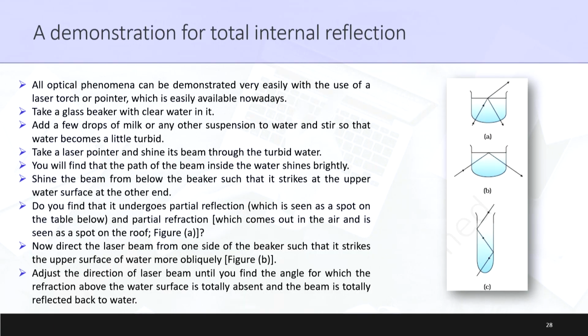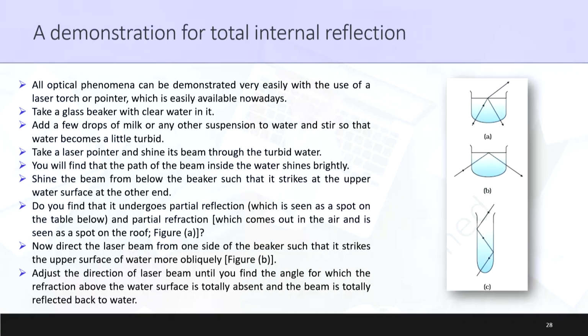All optical phenomena can be demonstrated very easily with the use of a laser torch or pointer, which is easily available nowadays. So, why do we use a laser torch or pointer? First of all, the ray of light is always in a straight line, it is very cheap, and next, the demonstrations can be done in several colors. So, you can even find out where the color is going, and the beam of light can be found in very small portions also. The diameter of those can be very small also.